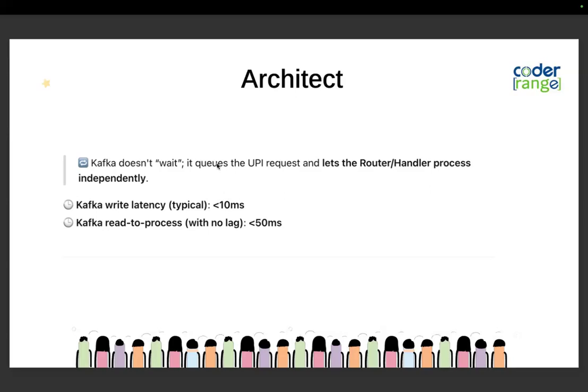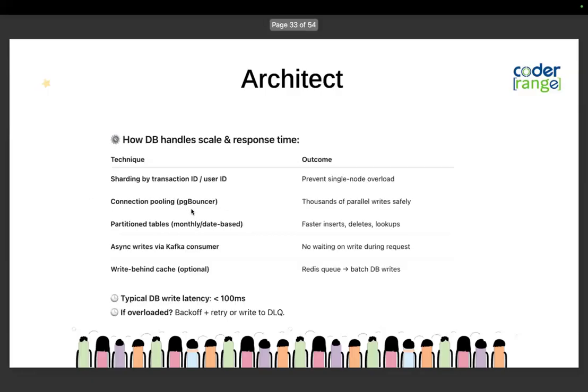What is the write latency? Typically, it should be less than 10 milliseconds, sorry. Kafka read to process should also be like this. Generally, write and read are slower, right? That is what a key architect will look at, these two aspects.